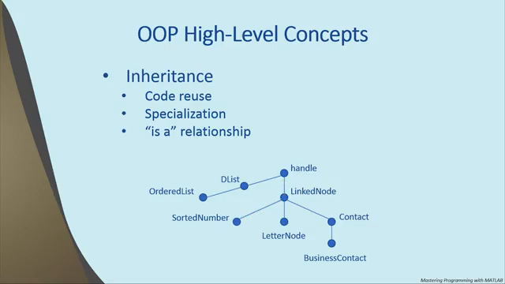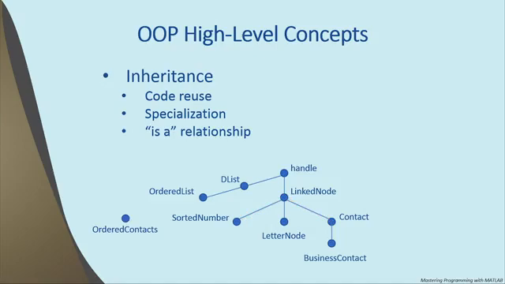Consider our ordered list class. It deals only with linked node. It doesn't know anything about contact or business contact or sorted number, and it doesn't need to. It uses only the features that linked node provides. But that's okay for contact, business contact, and sorted number too, because each of these three classes is a linked node.